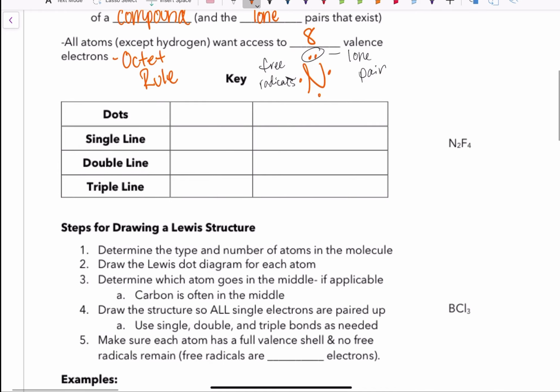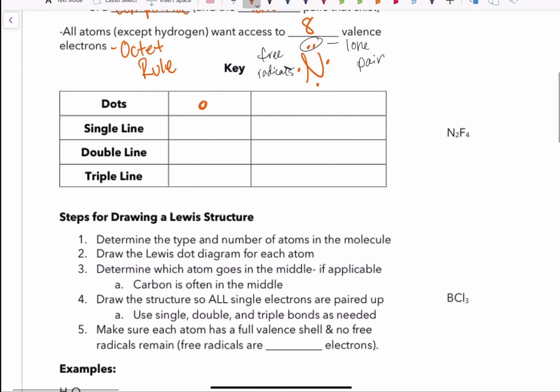Let's talk about the different symbols you are going to see within a Lewis structure. Up first, we have dots. If you see a dot, that is going to represent a valence electron. Next, if you see a single line, that is considered a single bond. And a single bond represents 2 valence electrons. I'm going to put VE for valence electron.